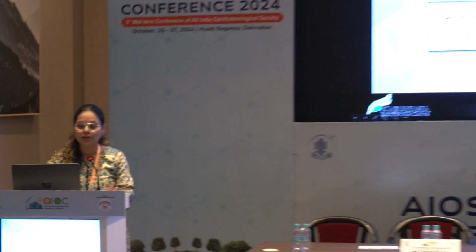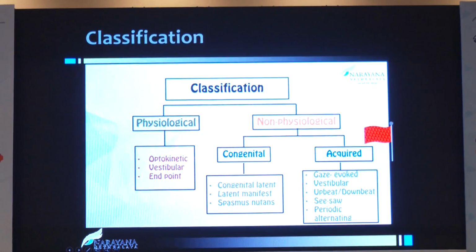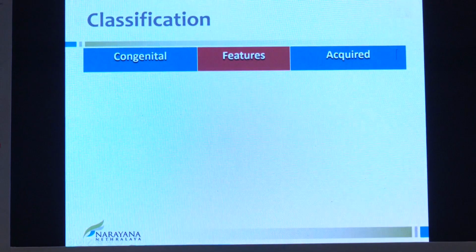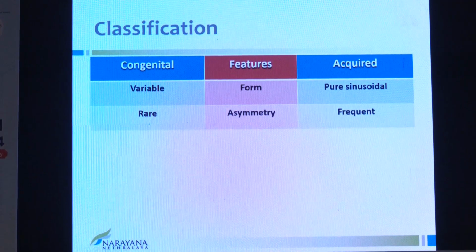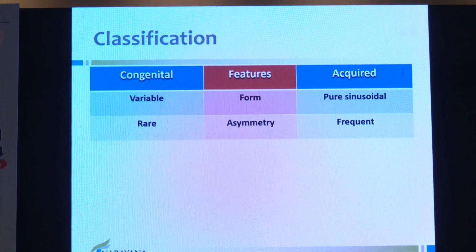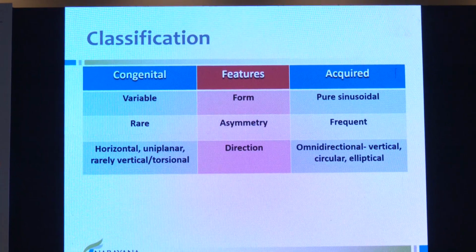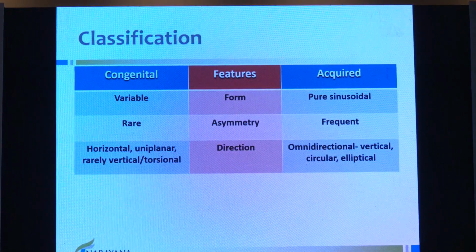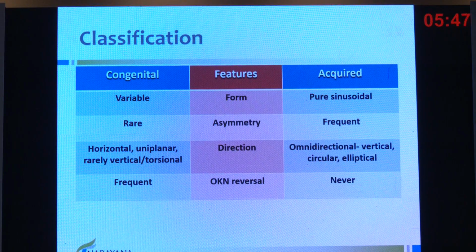So let me take you through the classification. Basically this is physiological and non-physiological, but what I am going to talk to you about is acquired versus the congenital one. So how do you differentiate? Importantly, note the features. Acquired is purely sinusoidal. It's asymmetric compared to the congenital. Direction is omnidirectional, vertical, circular, elliptical, but in case of congenital it's horizontal, uniplanar, and rarely you get vertical or torsional. Remember, the OKN reversion is never in the acquired compared to that in congenital.